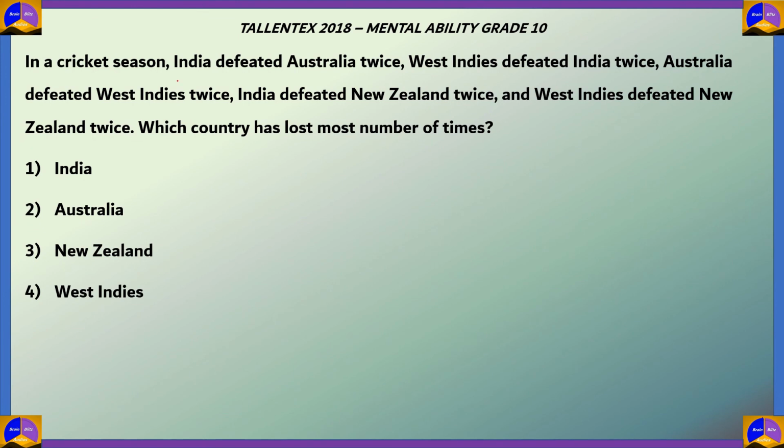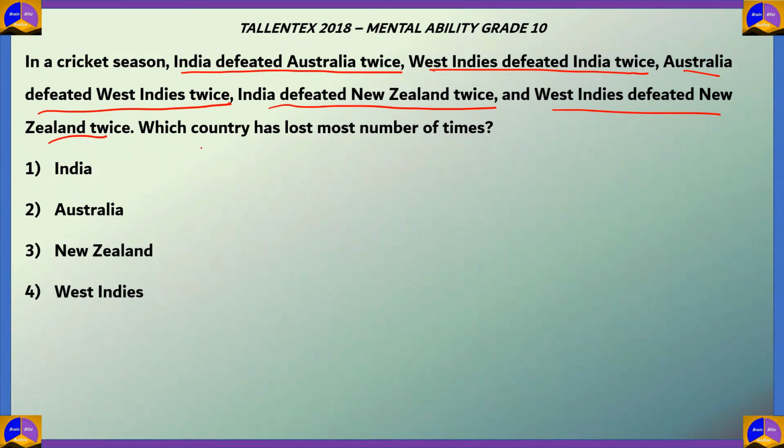In a cricket season, India defeated Australia twice, West Indies defeated India twice, Australia defeated West Indies twice, India defeated New Zealand twice, West Indies defeated New Zealand twice. Which country has lost the most number of times? India, Australia, New Zealand, or the West Indies? So let's find out the number of losses for each country. So India, Australia, New Zealand, and the West Indies.